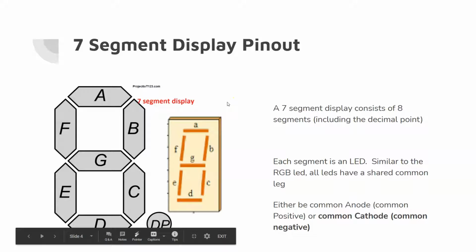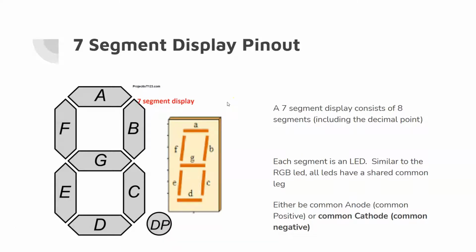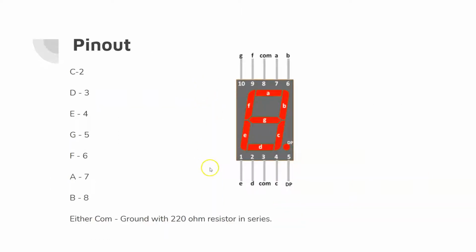Each segment is an LED, and similar to the RGB LED that we did last week, all of the LEDs have a shared common leg. Remember, a common anode is a common positive leg, and a common cathode is a common negative leg, and we have a common cathode 7-segment display. So when we go to wire this up today, this is the pinout that we are following.